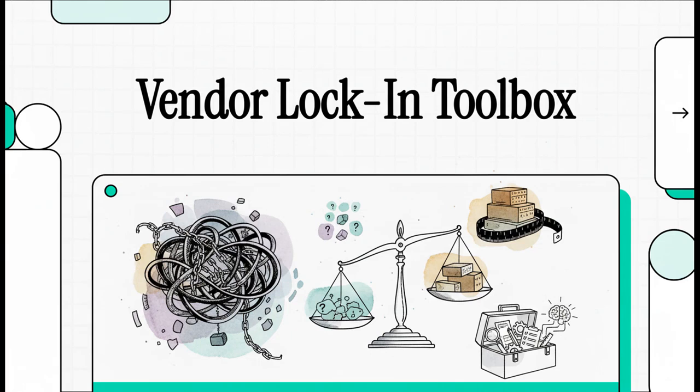Vendor lock-in. It's this huge strategic risk in the tech world, but it always feels a little fuzzy, right? Hard to nail down. You get that gut feeling that it's a problem, but how do you actually measure it? How do you take that vague worry and turn it into something solid you can use to make a decision? Well, that's what we're going to do today. Let's open up the toolbox.